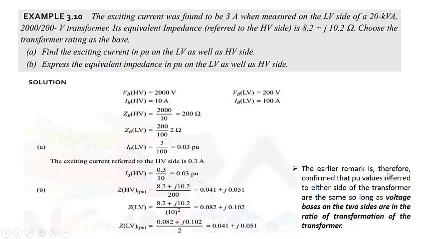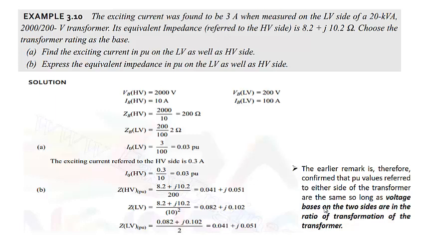So the earlier remark is therefore confirmed that the per unit values referred to either side of the transformer are the same, so long as the voltage bases on the two sides are in the ratio of the transformer. This is usually the case. What does this mean? That means we change the voltage bases as per the transformer ratio. So on the high voltage side, it will be the high voltage rating of the transformer. On low voltage, it is the low voltage rating of the transformer.